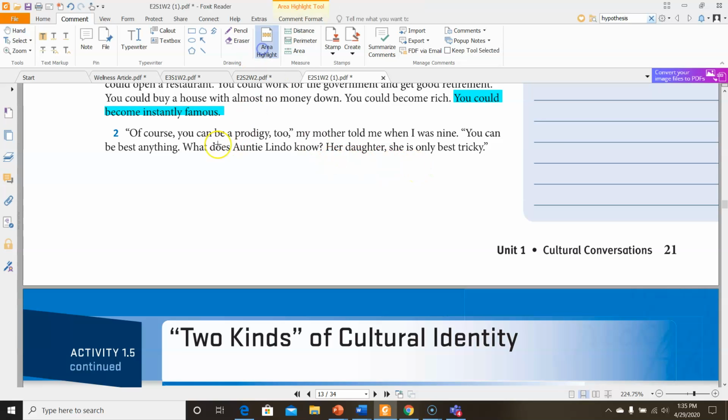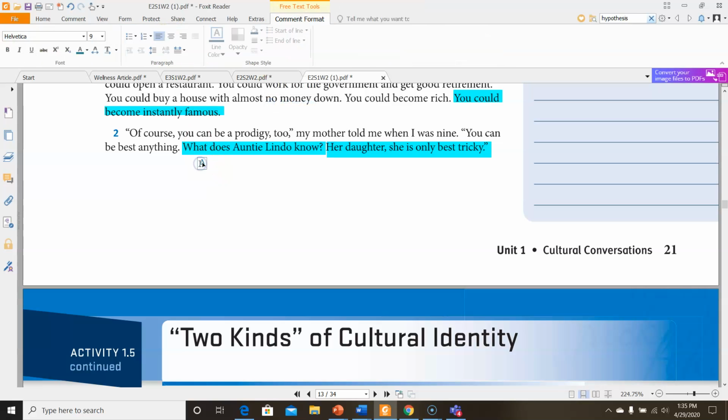So here we have a conflict between Auntie Lindo and the mom. And also kind of a competition between the mom's daughter and Auntie Lindo's daughter. So hold on. Auntie Lindo versus mom. And plus Auntie Lindo's daughter versus the main character.